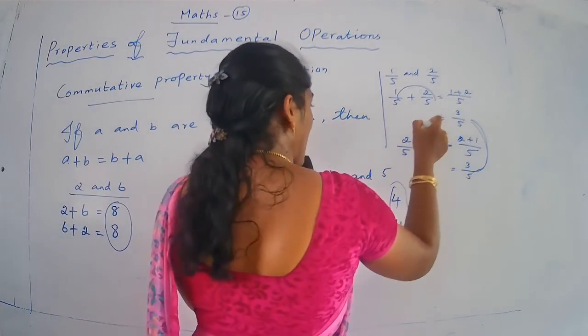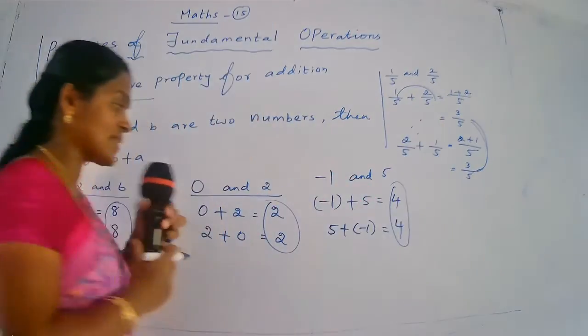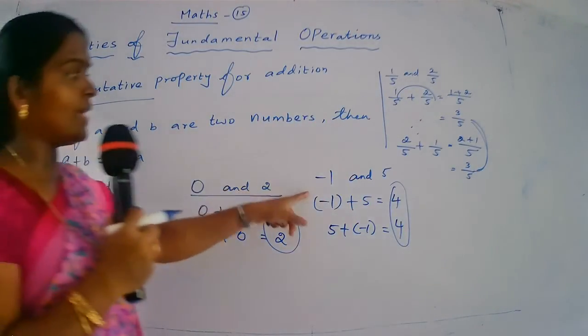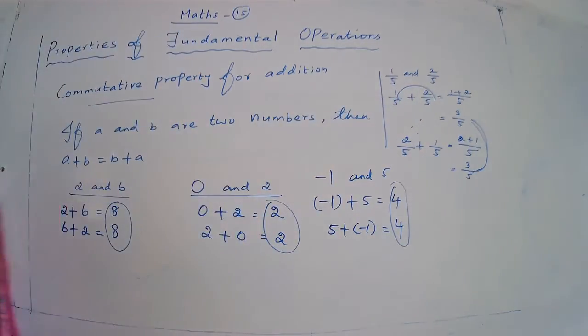So what is the rule? Commutative property for addition of numbers. If a and b are two numbers, then a plus b is equal to b plus a.